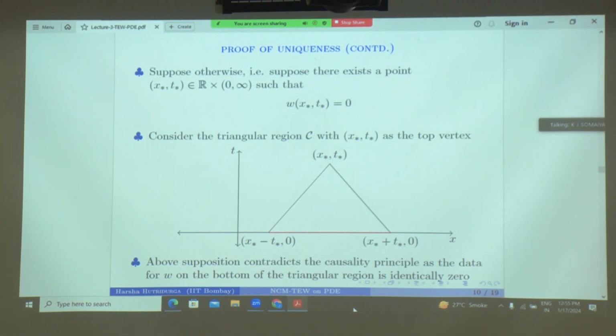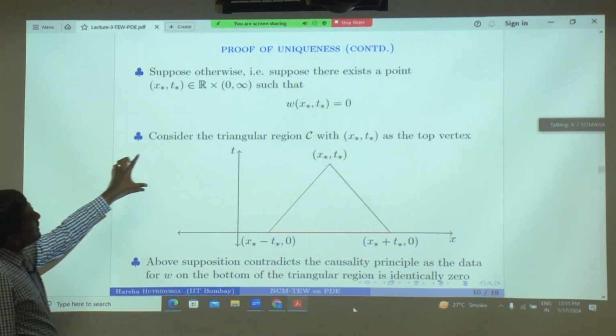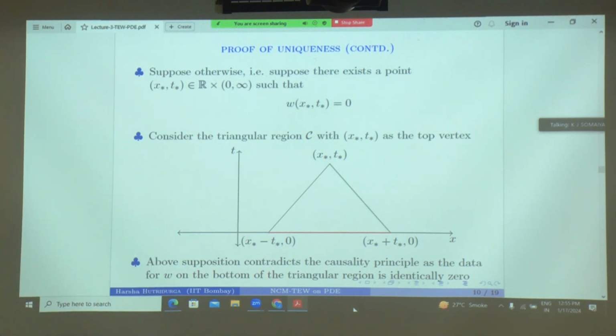We have not, of course, proved this result, that if you vanish on the bottom of a triangle, you should be 0 everywhere. But using that fact, we have just proved that your initial value problem for the wave equation cannot have two solutions. It can have at most one solution. What is that solution? We will see in the afternoon's lecture. Because now we have convinced ourselves, I hope, that there cannot be two solutions for an initial value problem for the wave equation. Is that clear? It's just banking on the causality principle.